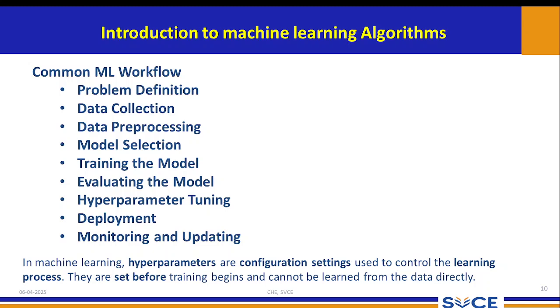Then training the model by giving data. Almost 70% of the collected data can be given for training and 30% for evaluation. Then hyperparameter tuning, which is very, very important. In machine learning, hyperparameters are configuration settings used to control the learning process. They are set before the training begins and cannot be learned from the data directly. Usually the algorithm learns the models from the data only, but here for the hyperparameters we initially give the configuration settings.